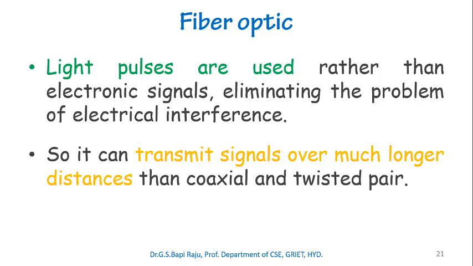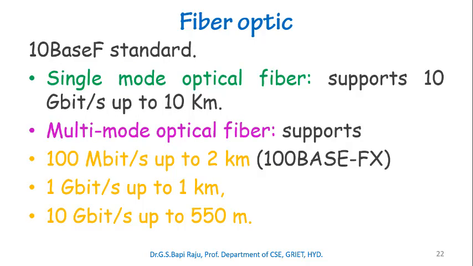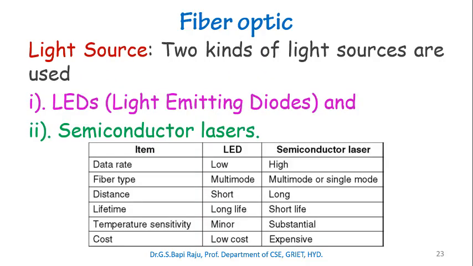So it can transmit signals over much longer distances than coaxial and twisted pair. This is referred to as the 10BaseF standard. F means fiber optic, 10 means 10 Mbps, and baseband. Single mode optical fiber supports up to 10 gigabits per second up to 10 kilometers. Multi-mode optical fiber can support 100 Mbps up to 2 kilometers, 1 Gbps up to 1 kilometer, and 10 Gbps up to 550 meters. So depending on the length, if it's a shorter length, higher speed. If it's a longer length, lower speeds.